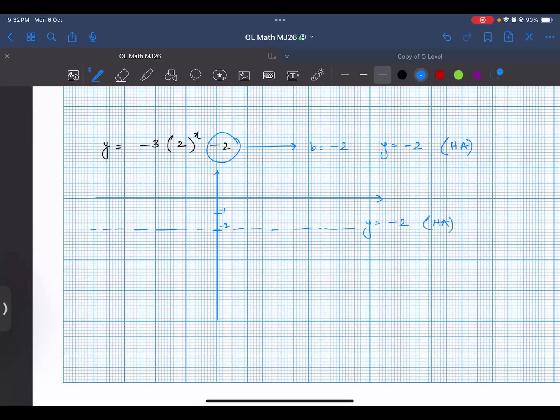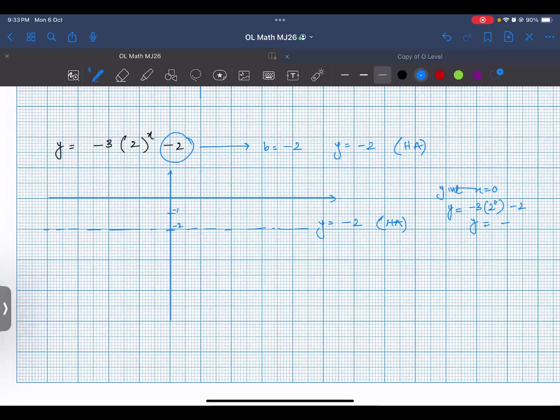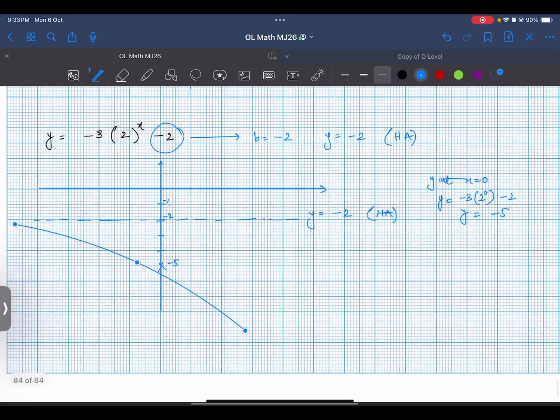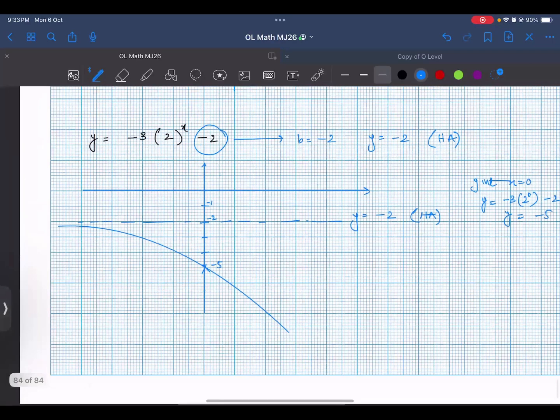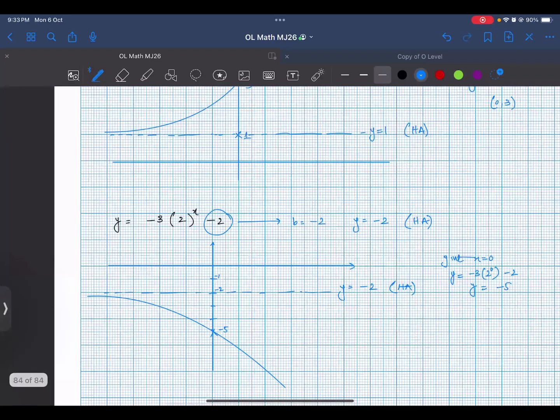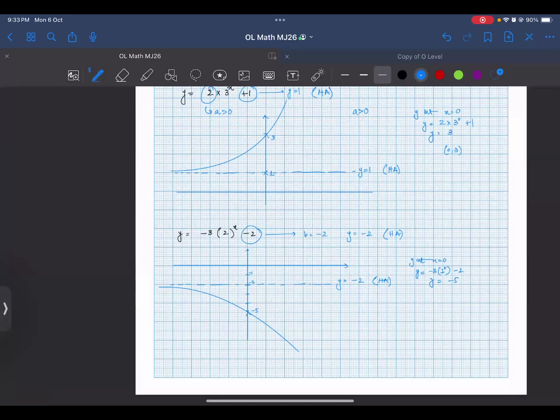This is the horizontal asymptote. And then you will find the y-intercept. So for the y-intercept, you input your x is 0. So y is equal to -3 times 2 power 0 minus 2. Yeah, so this would be -5. So it is passing through this point. And so now it will be like this. Yes sir, understood. Right? Below the horizontal asymptote, because your a is negative.